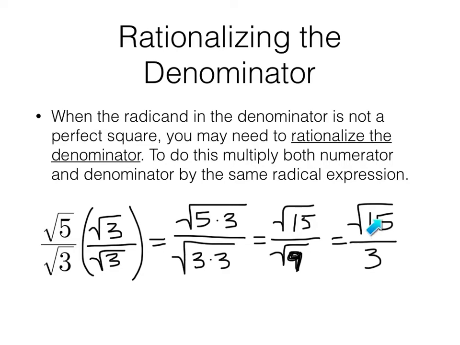Please note, this is not a 15 right here. It's a square root of 15, so you cannot divide that 15 and that 3. That's square root of 15 over 3, not 15 over 3. Let's try a couple more.